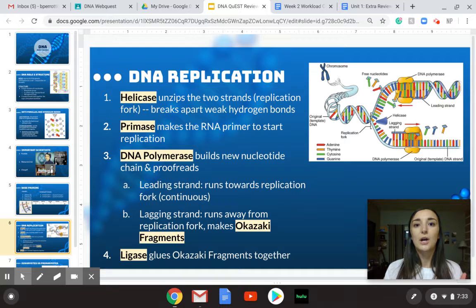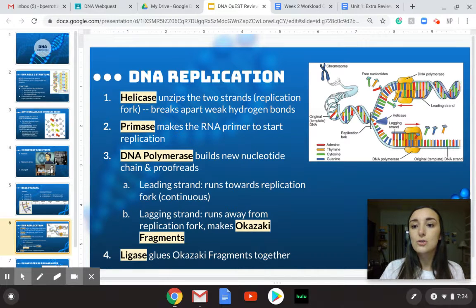Once that happens, primase, another enzyme, will come over and make this RNA primer, which is like the starting point for replication. So your RNA primer is made, and then that allows DNA polymerase, which is this big yellow thing, to come over and bind to your RNA primer, and that will actually start building new nucleotides in a chain, and it will go back and also proofread its work. So it has 2 steps.